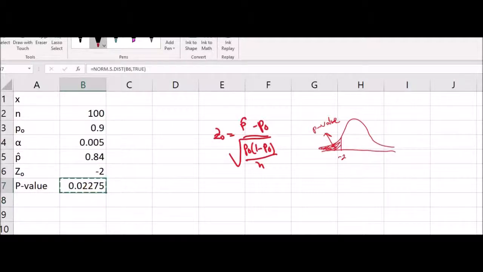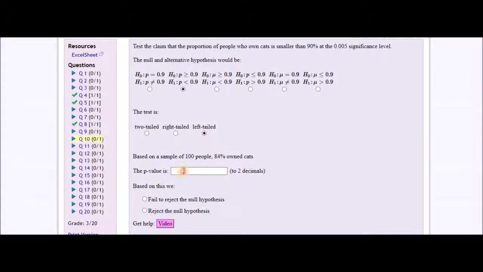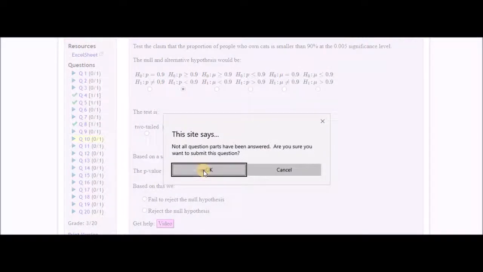I'm going to copy that and paste it to my answer. And I will round it to 2 decimals since it's asking me to round to 2 decimal places.